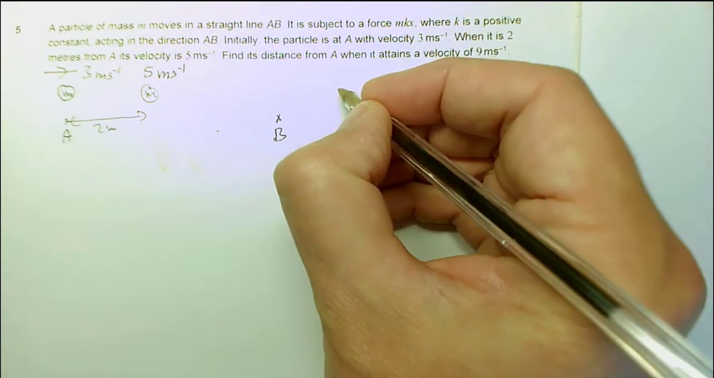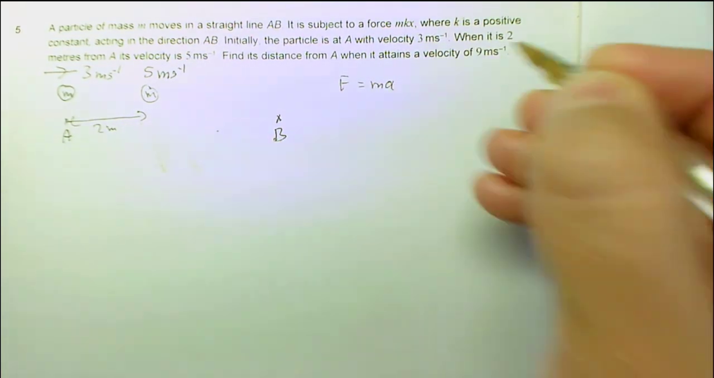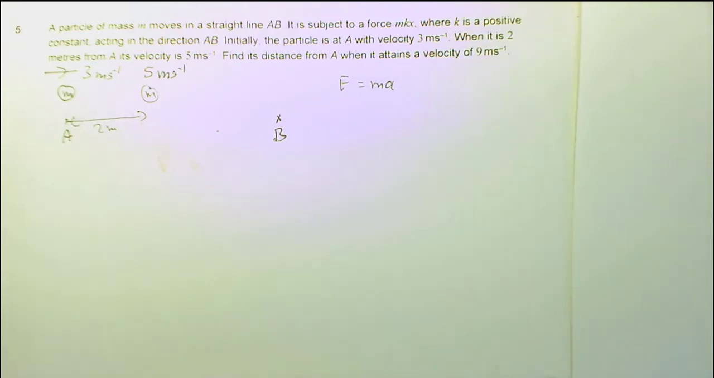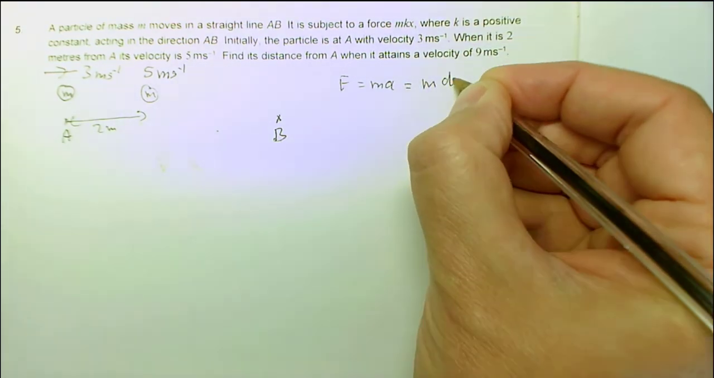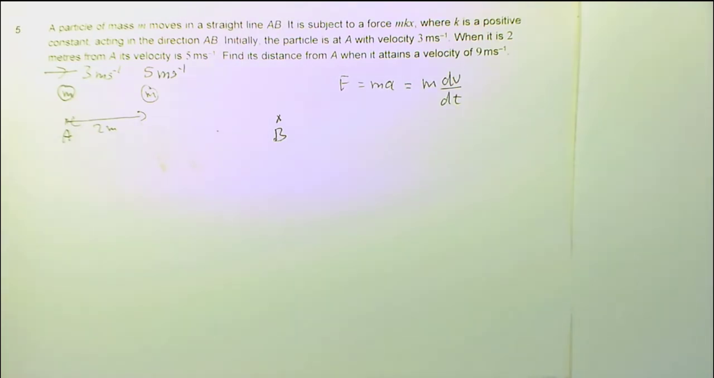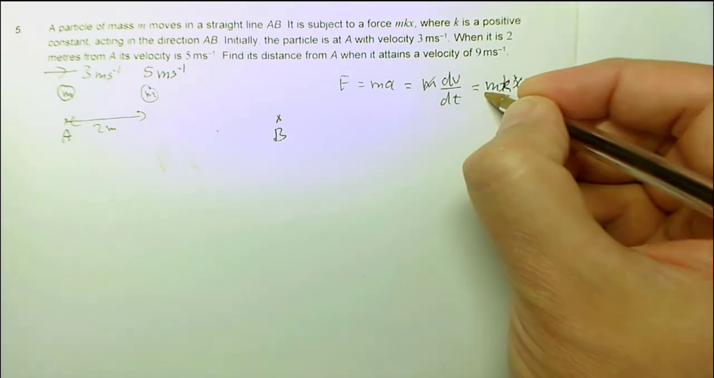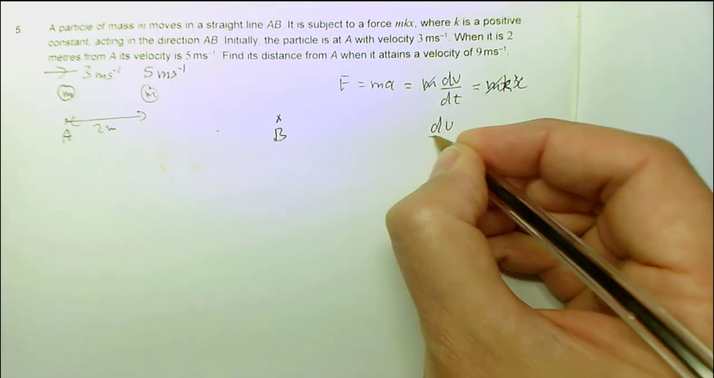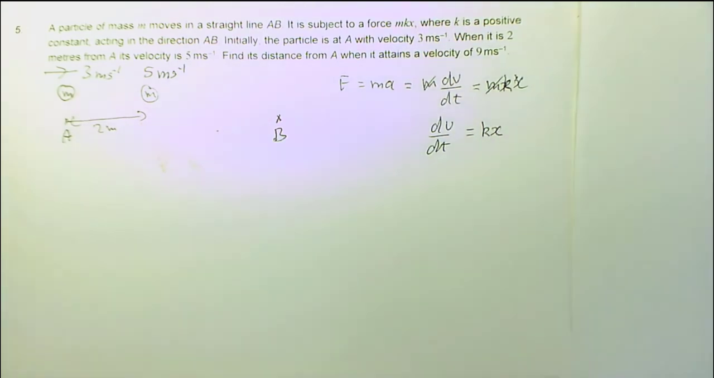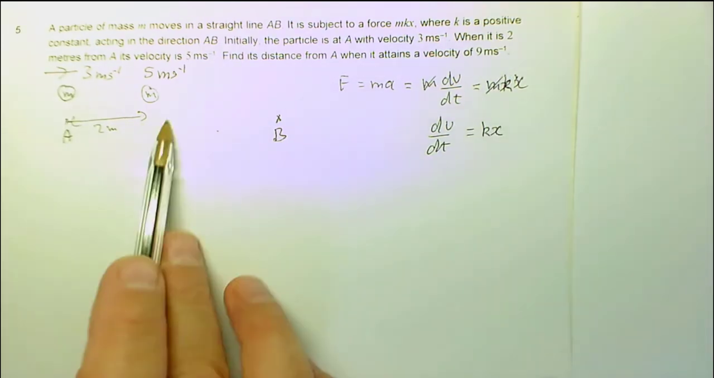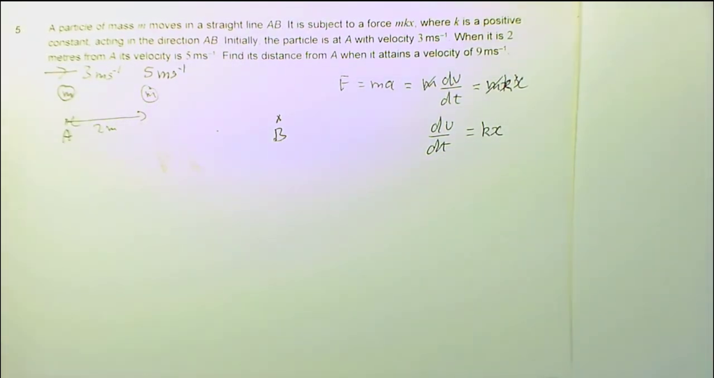Favourite formula in all of physics, F equals ma. Now we know that acceleration is just rate of change of velocity. So we can rewrite that as m dv by dt. And according to the question, this force here is mkx. Oh, that's good. The m's cancel out. And we get dv by dt equals kx. Well, that's all very well, but this question says nothing at all about t. We don't know anything about the times in this motion.